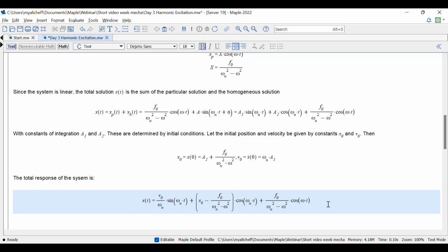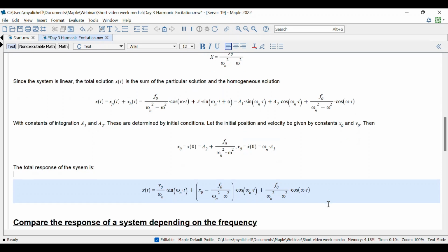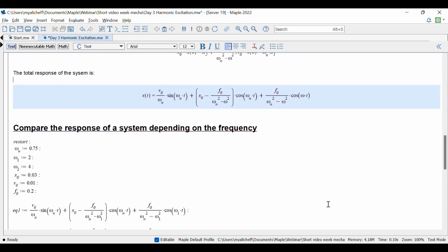Note that the response of the system depends on the driving frequency, and we can use Maple's tools to compare the response of a system depending on driving frequency, for example. We're going to have a look at an example like that.